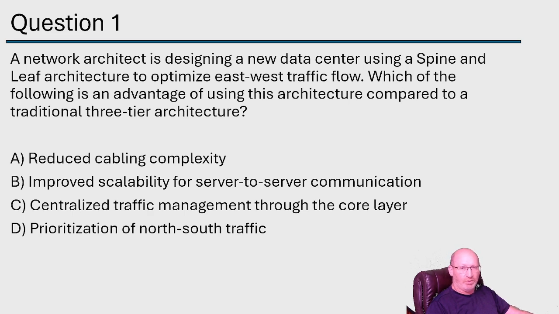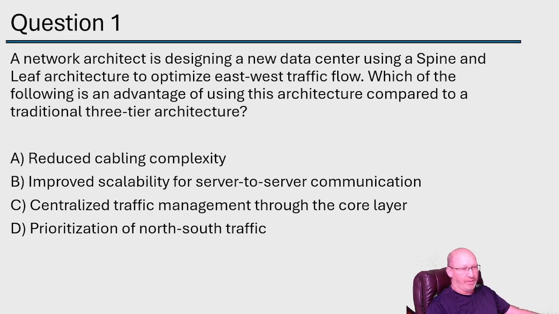So what could possibly be the answer? Well, I think D is an easy write-off, right? We just talked about how we want to optimize east-west traffic flow and prioritization of north-south traffic flow. Well, like we already stated, that's from the server to the client.